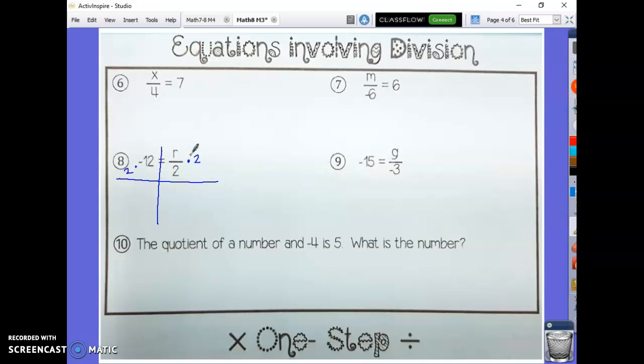We end up with 2 over 2, which gives us a 1, or 1r, or just an r. 2 times -12 is -24.